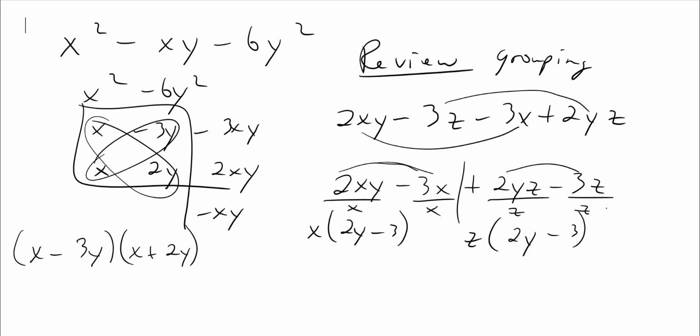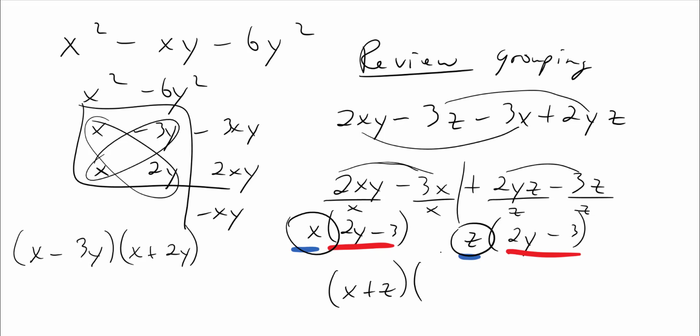And I'll tell you, you guys should recognize this is the same. If that's not the same, you did something wrong. And then, of course, you have your x and your z. So my final answer is x plus z, which is with that stuff on the outside, times the common term there, 2y minus 3. And that's your answer.